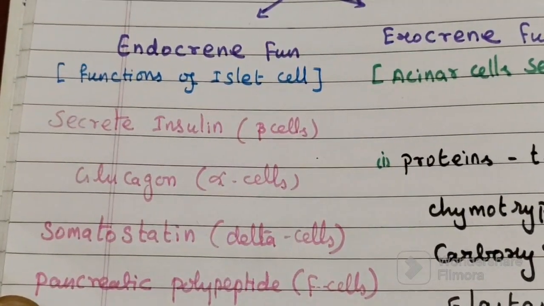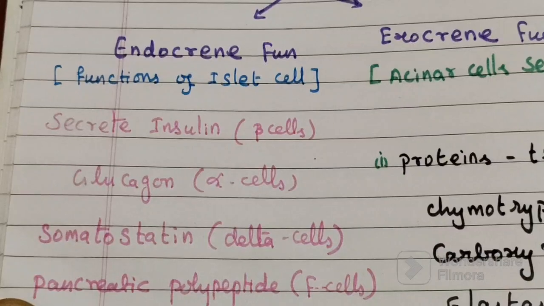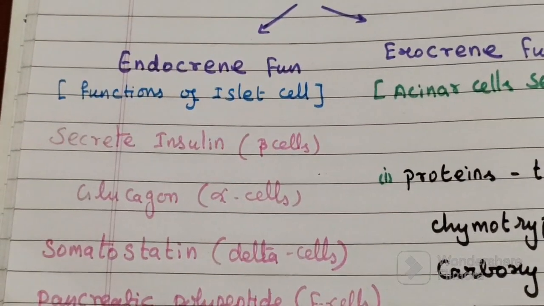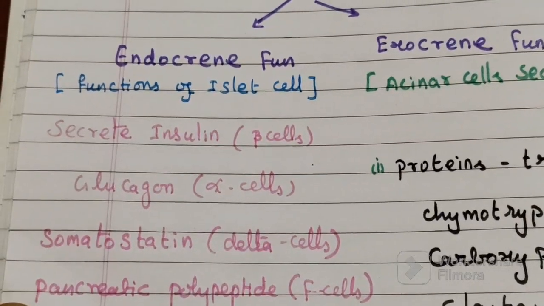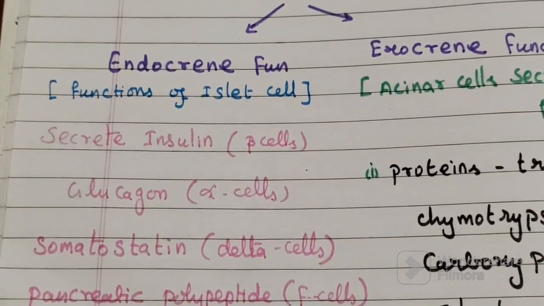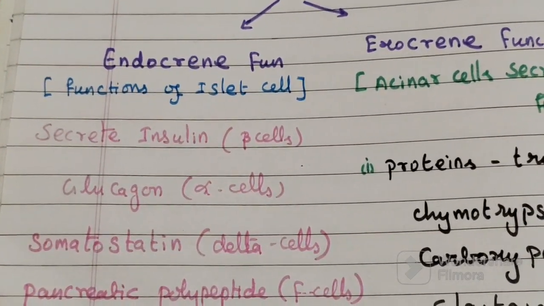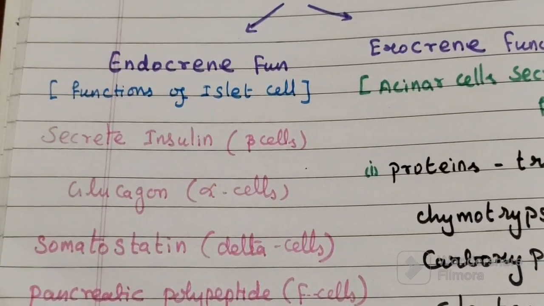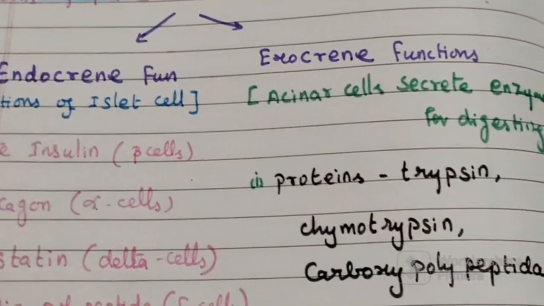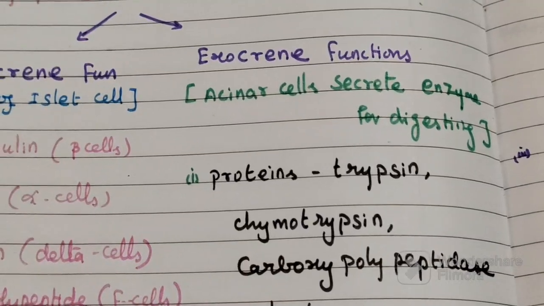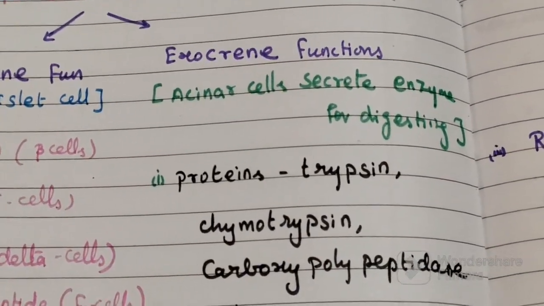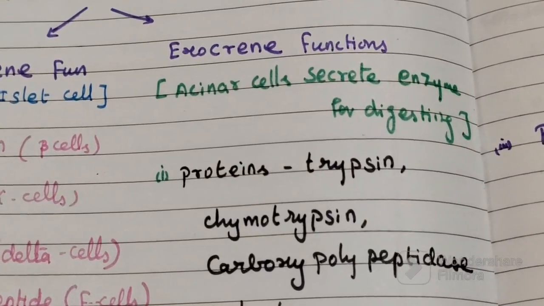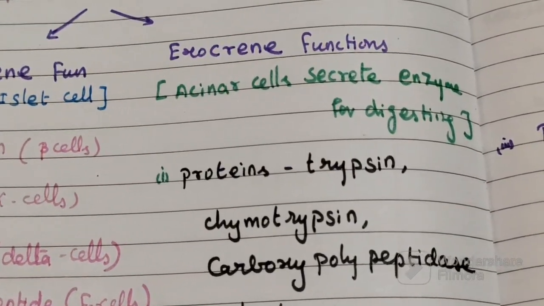So in endocrine function, they secrete hormones. For example, alpha cell secretes glucagon, beta cell secretes insulin, delta cell secretes somatostatin and F cell secretes pancreatic polypeptide. Second one is exocrine function. Main function is digestion. These are the functions of acinar cells.